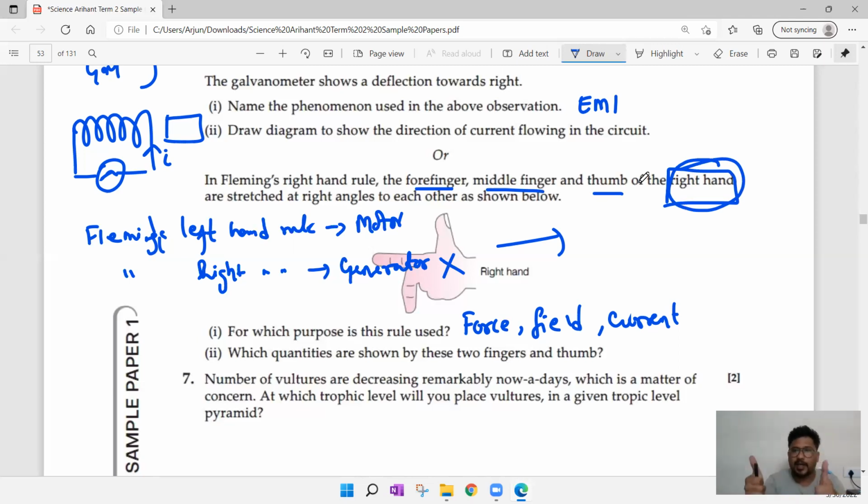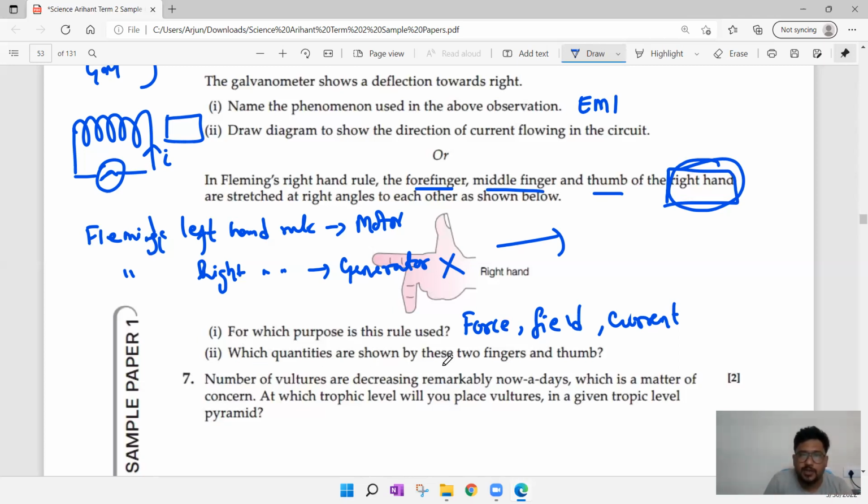In left hand rule and right hand rule, the forefinger indicates the direction of the magnetic field. In both hands, the middle finger indicates the direction of current. Don't get confused. The left hand rule is used for the working principle of a motor, and the right hand rule is used for the principle of a generator. So both are the same. Okay, next, second question.